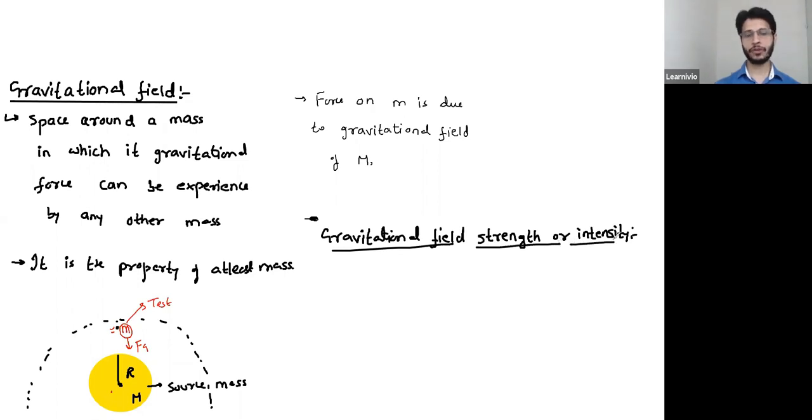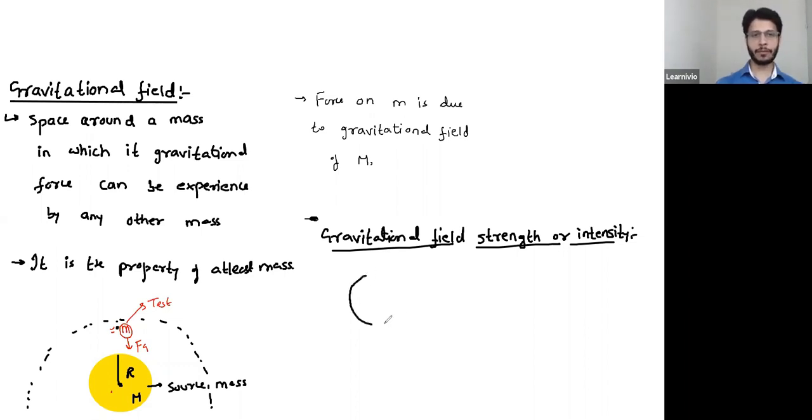Gravitational field strength or intensity. So let's check what is gravitational field strength or intensity over this point. We represent gravitational field intensity by I.